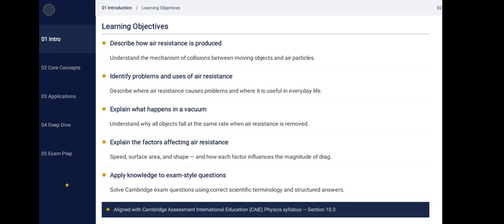Finally, we will put all this theory into practice by solving real questions that are given in your books, ensuring that you have correct scientific terminology like drag and opposing force, and you will get ready for your exams as well.